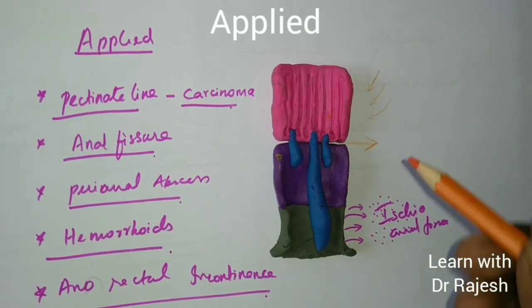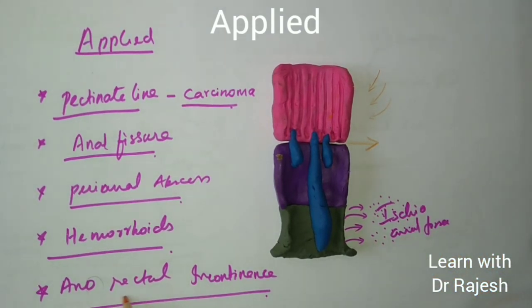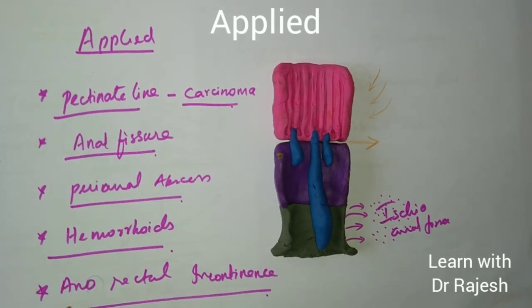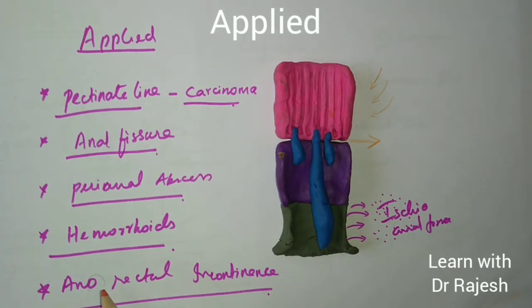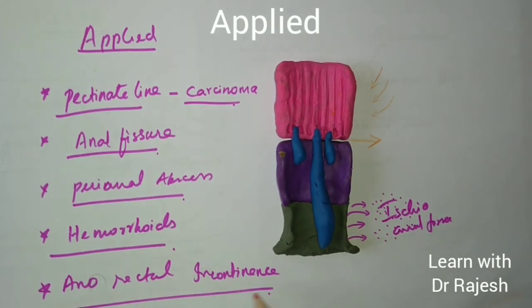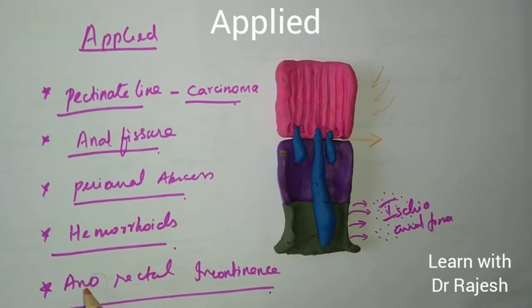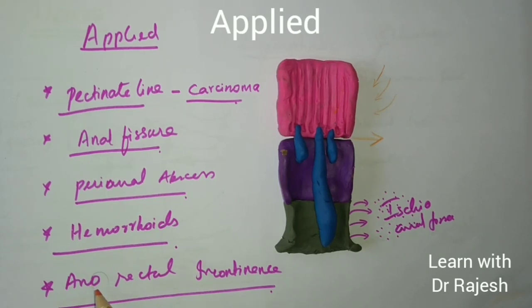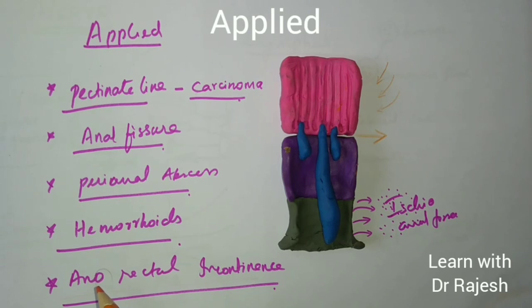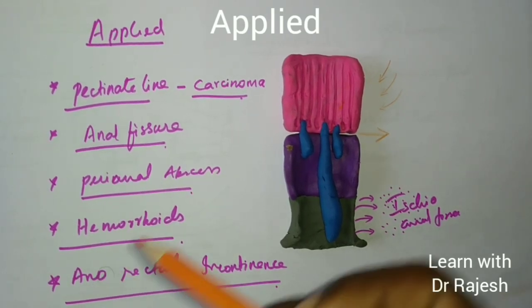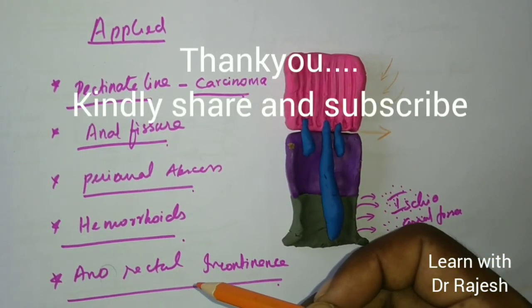Okay, at last we can see the last applied importance, that is the anorectal incontinence. This anorectal incontinence is caused due to the stretching of the pudendal nerve and traumatic injury of the pudendal nerve during difficult childbirth. During difficult childbirth, if there is an injury to the pudendal nerve, it can cause anorectal incontinence. So these are all the applied importance of the anal canal.